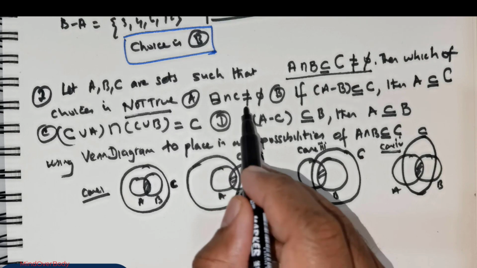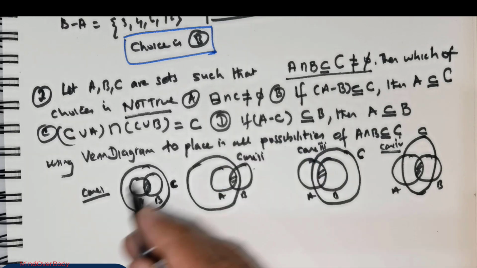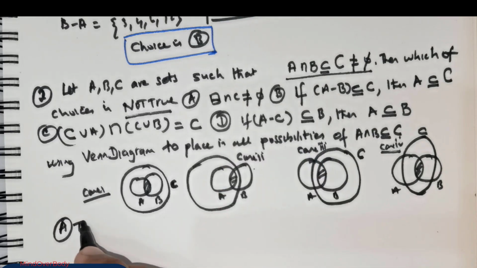B intersecting C is not empty. Let us just go up and check it out. Definitely in this case B intersecting C is not empty. There is an intersection. B intersecting C is not empty in every case. So this choice is true. Okay, choice A is true.